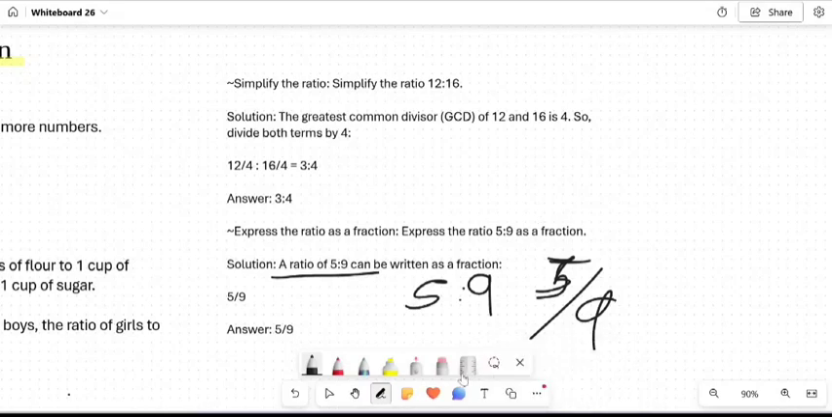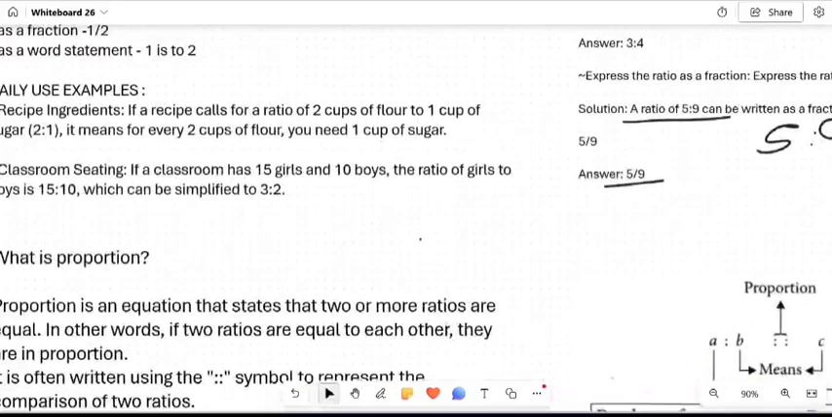Now, yeah, so basically the answer is 5 by 9. We won't simplify it, as it cannot be simplified, because we cannot divide both of those numbers by the same number. Okay, now let's go to another question.